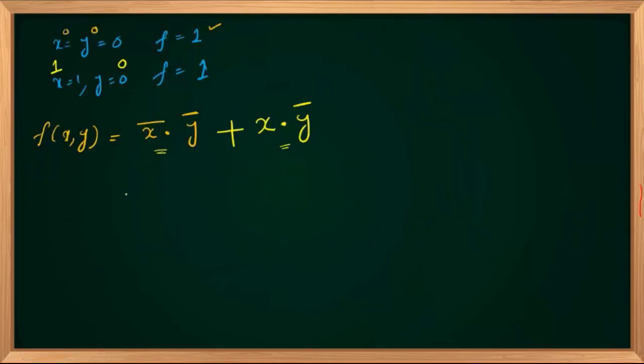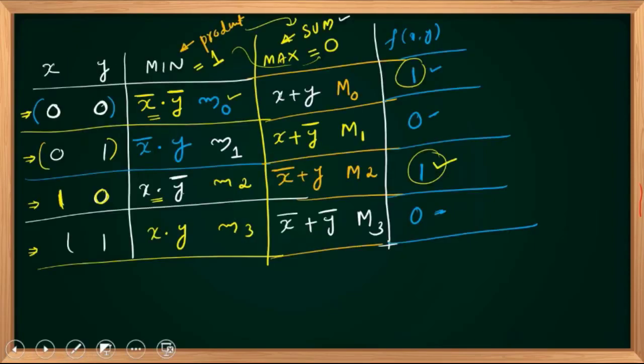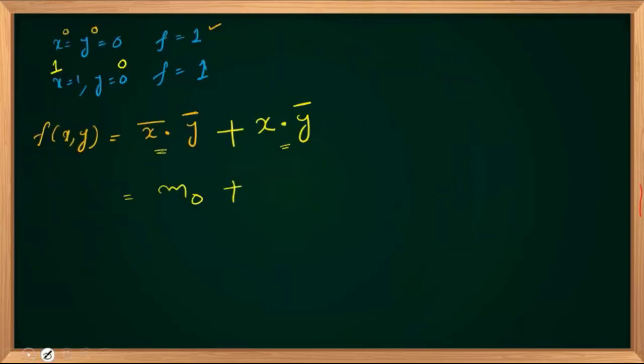So I can also write it as m0 or with, what is x dot y bar? Look at this. X dot y bar is corresponding to minterm 2. Right? So or with the minterm 2. So it's a sum of minterm 0 and minterm 2. The sum is denoted by the symbol sigma, right? Sigma, sum of what? Minterm 0 and minterm 2, right?